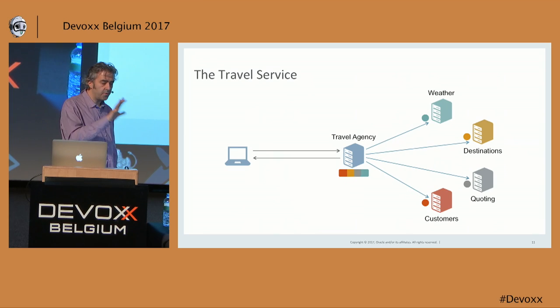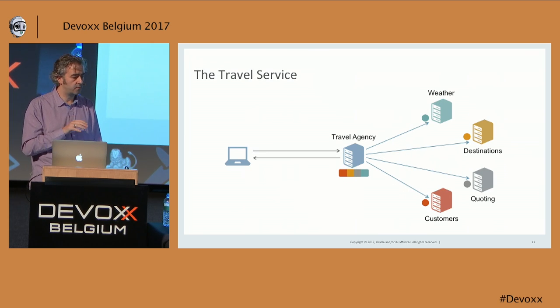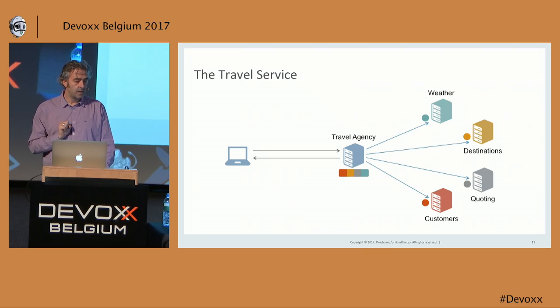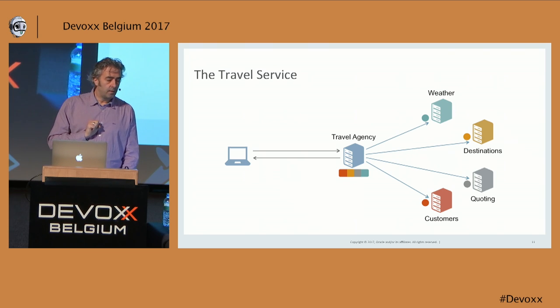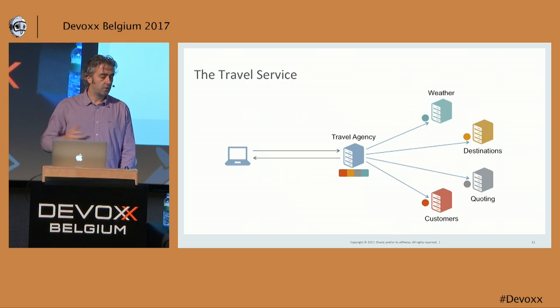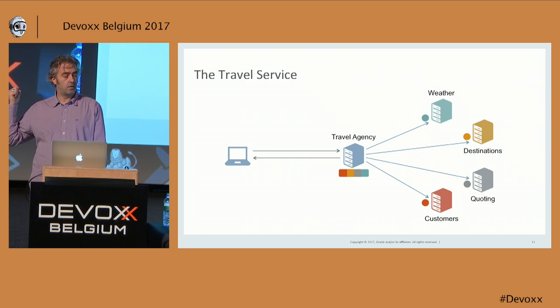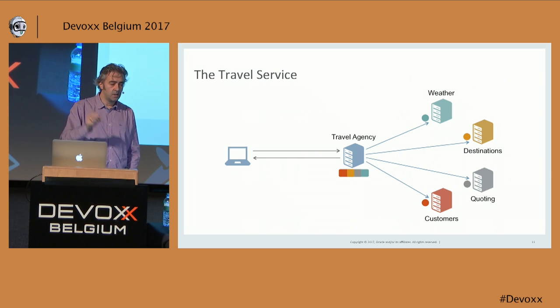Now, if we put that in perspective with a very simple microservices-like scenario where we have a travel agency services that will provide to a user some potential destinations with a weather forecast and quoting, so pricing information, for all the destinations that will be suggested. So it goes like this.